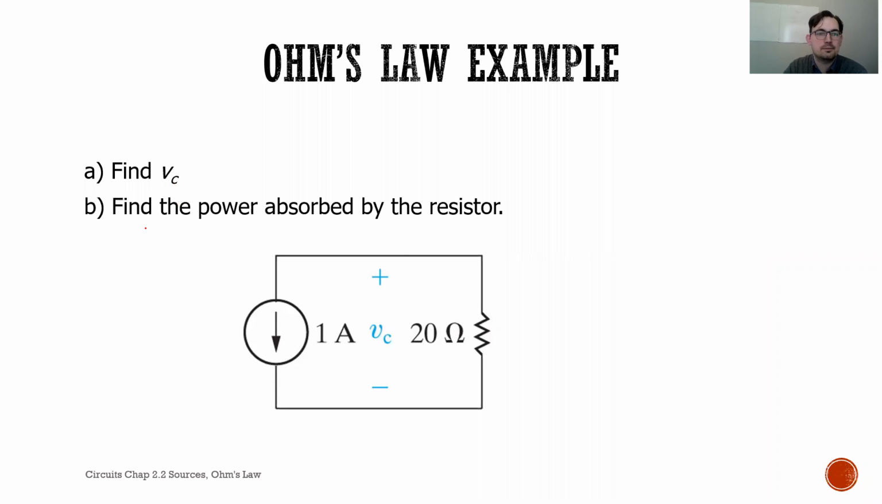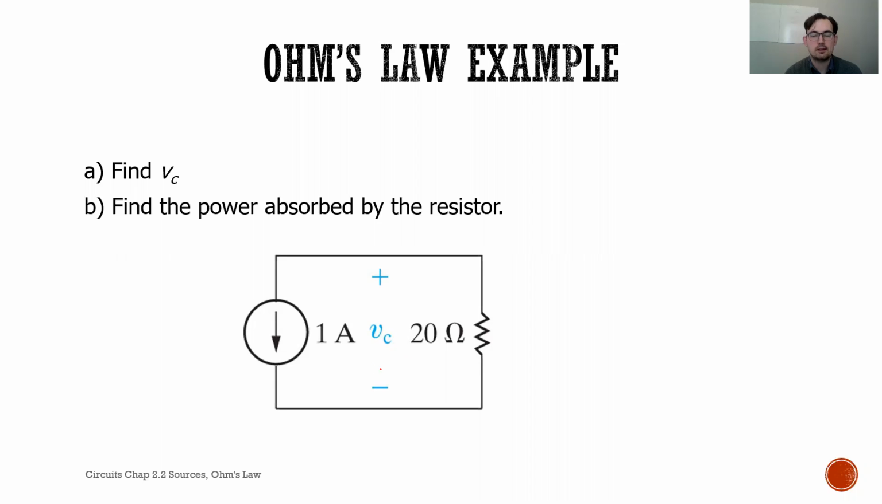All right, class. In this example, we're asked to find VC, which is the voltage drop across both of these components, and find the power absorbed by the resistor. We have a 1 amp independent current source, and we have a resistor. That's what the symbol is, with a 20 ohm resistor. We're asked to figure out what the voltage drop is across this.